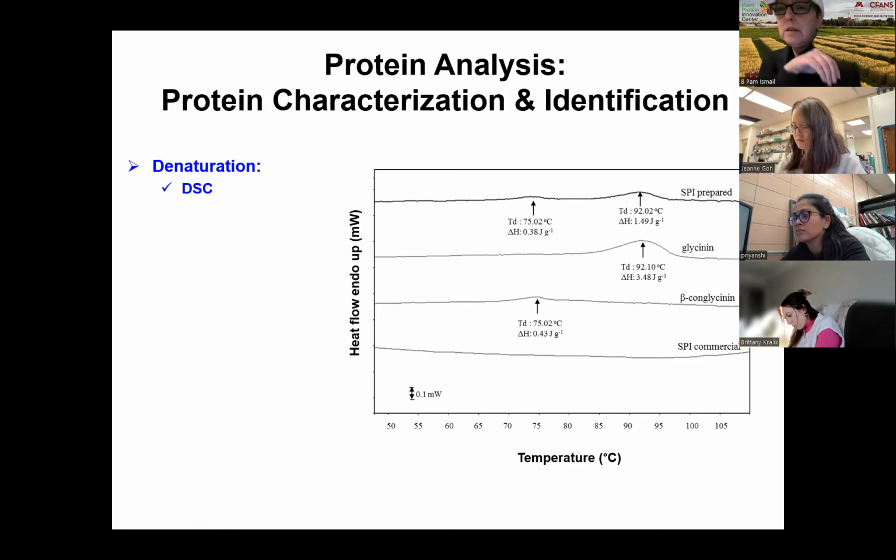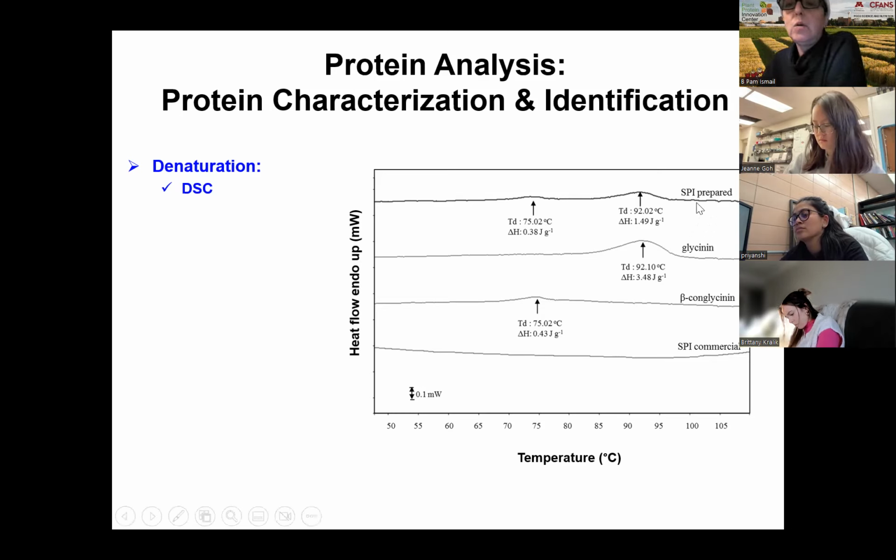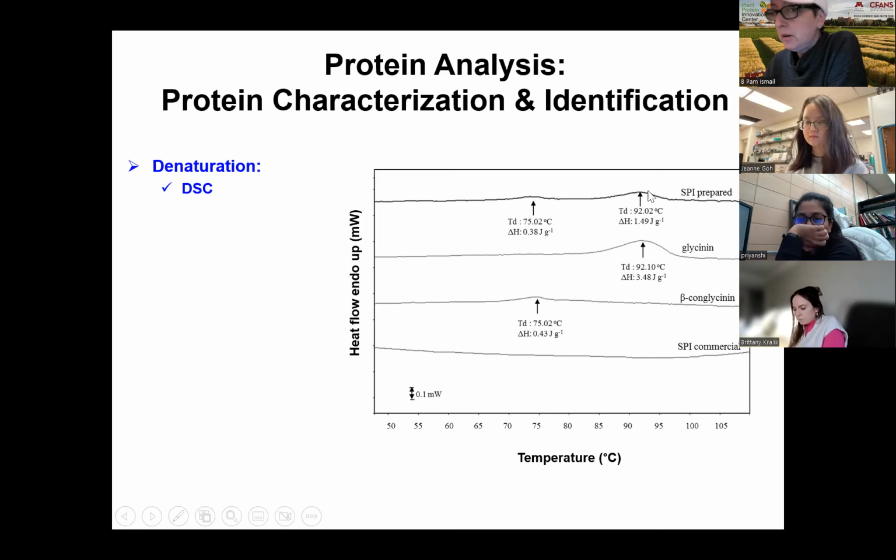When the protein is in its native form, then you will see an endothermic peak. A soy protein that we prepare in the lab, you normally would see two major endothermic peaks for two types of globulin proteins, beta-conglycinin and glycinin. Glycinin has a higher denaturation temperature because it's stabilized by disulfide linkages, and disulfide linkages add thermal stability to the protein.